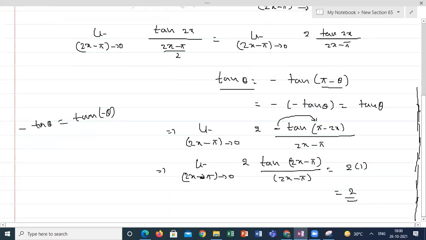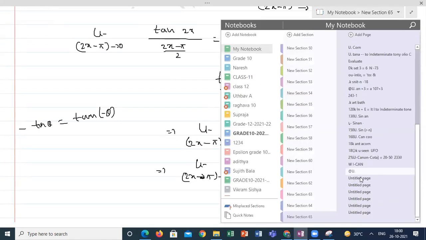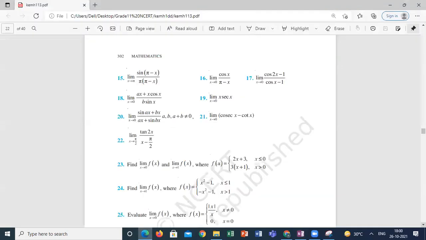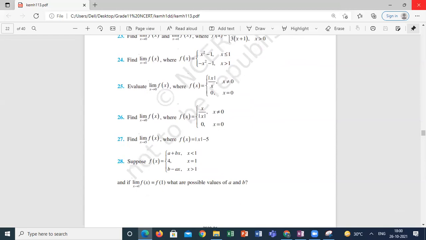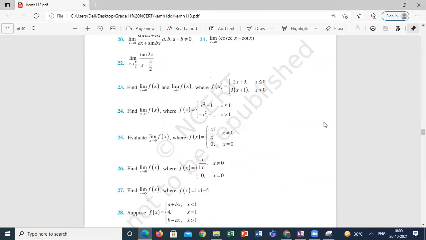Is it clear how I got the final answer? Anyone having any doubts? Basic knowledge of trigonometry is important when dealing with certain trigonometric expressions. Hope you are clear. We'll do one more question, and the rest of the questions, some logarithmic questions also, we'll discuss in tomorrow's class. So 23.